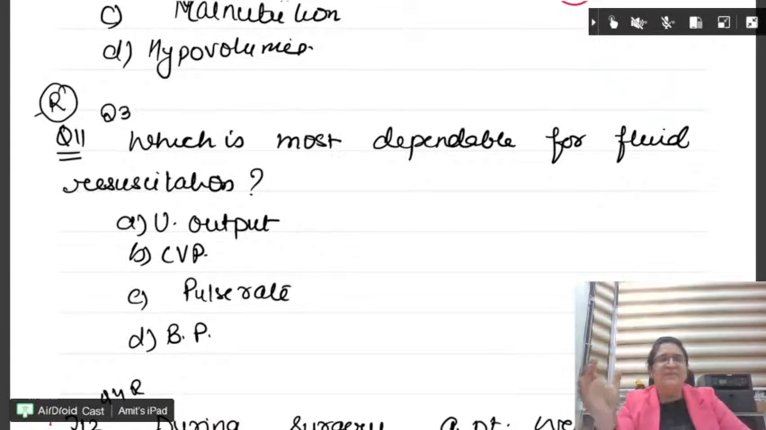Okay. In the exam, when you know an answer, as in a fill in the blanks, there is a sure shot way that you are going to win. But that doesn't mean you will not read the full options. You know the answer, the most dependable is urine output, but read A, B, C, D. Don't just mark A. You should read fully, but know the answer in your head.